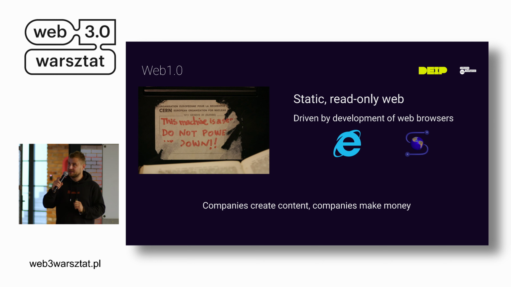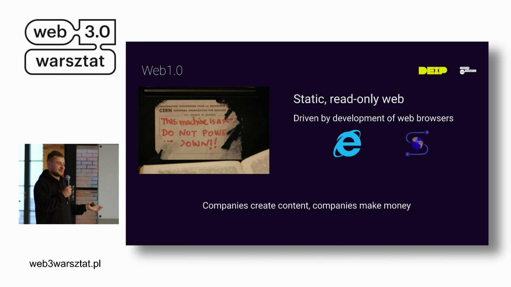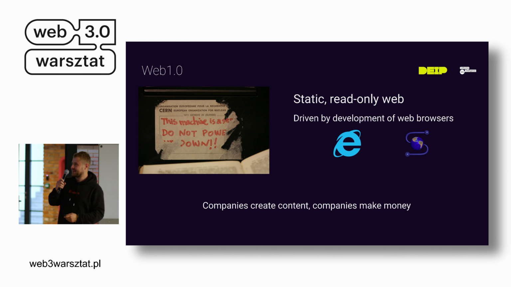One important thing to notice is that by design, the web was meant to be open and decentralized. And Web 1 actually was kind of open and decentralized because at that time, there were no big data centers. The whole internet was actually hosted on user machines. On the picture here you can see a sticker from Tim Berners-Lee's computer at CERN, which says that this computer should not be turned off because it powers the internet. It was one of the servers.